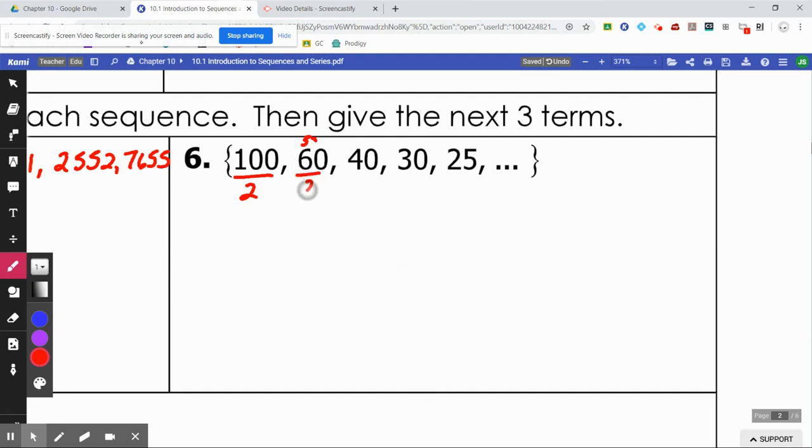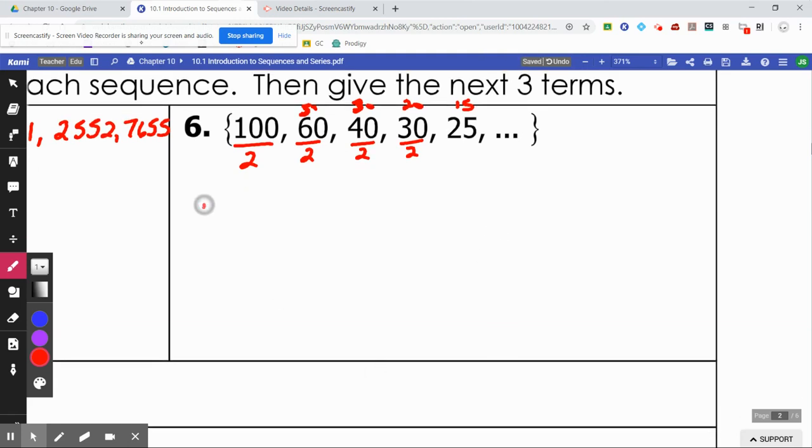Well, if I took this one divided by 2, it would give me 30. If I took this divided by 2, it would give me 20. Took this divided by 2, it would give me 15. Notice what I'm getting is close to what I need. 50 is 10 low. 30 is 10 low. 20 is 10 low. Okay, so we're on the right track. Each term in the sequence will equal the term before it, divided by 2.